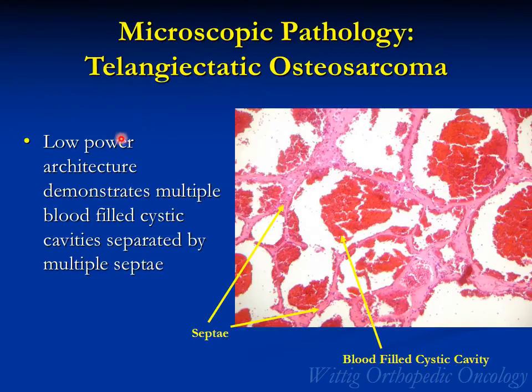So microscopic pathology, this is a low power view. You can't definitively tell that this is malignant on this low power view or that it's a telangiectatic osteosarcoma. But what you do see are these large cystic cavities filled with blood, and there are thin septa in between, separating the cavities.